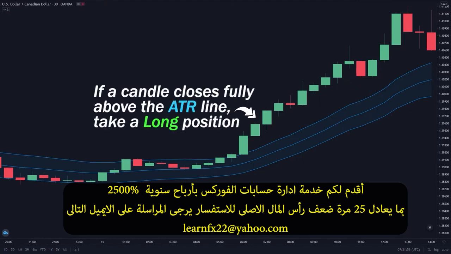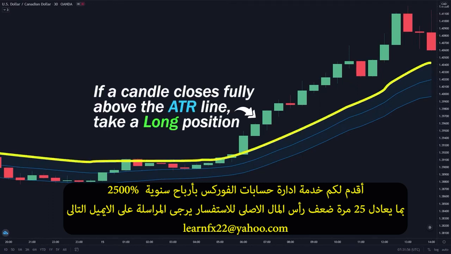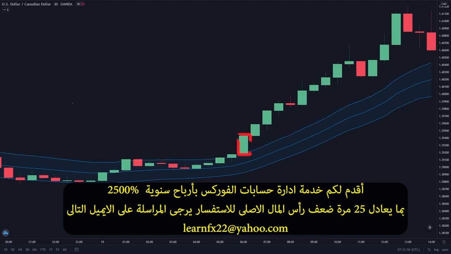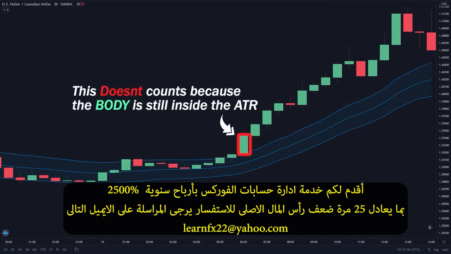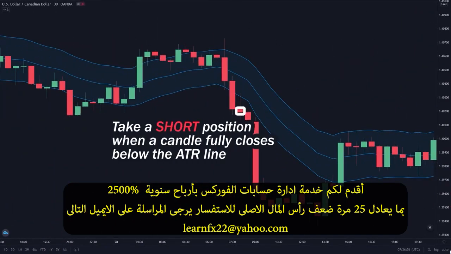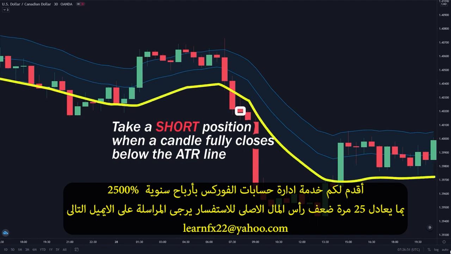The price breakout technique is very simple. If a candle closes fully above the ATR line, you take a long position. But remember, the candle's body has to close fully above for you to take a long position. So candles like this don't count.